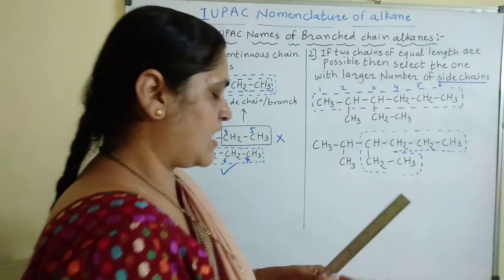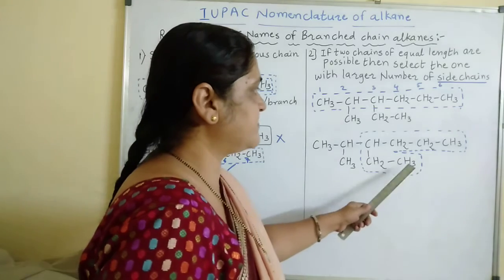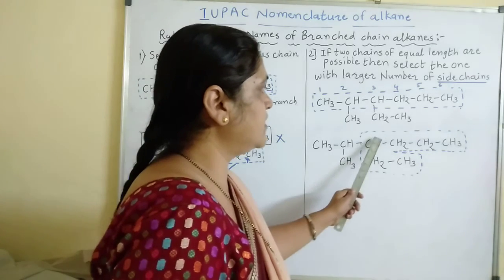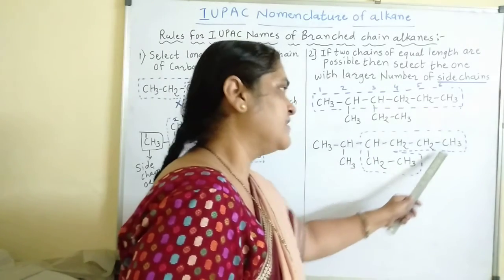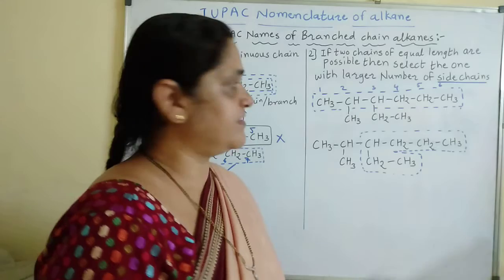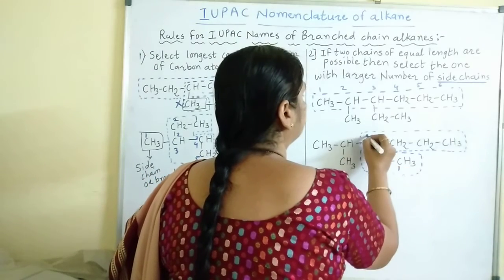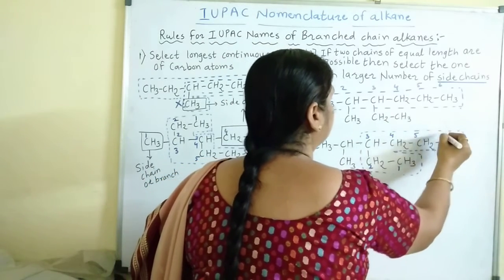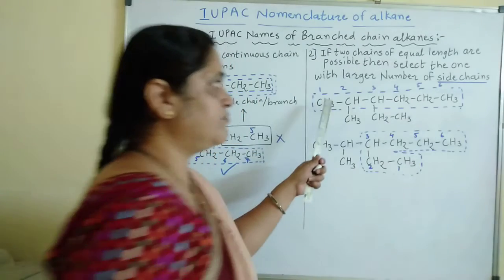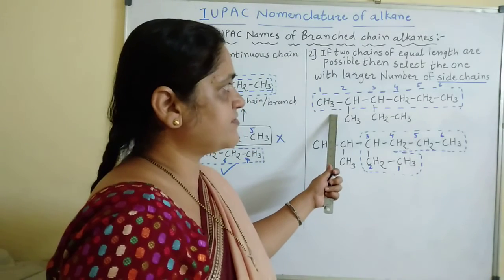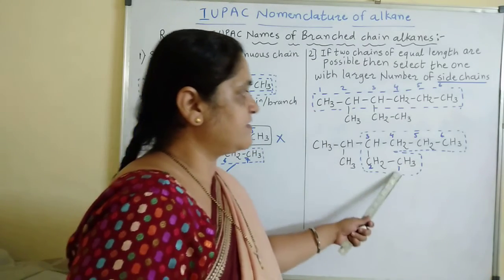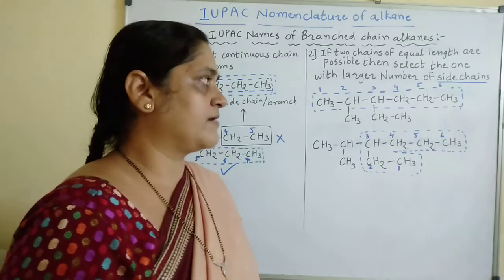Now let us check how many carbon atoms are there in this chain: 1, 2, 3, 4, 5 and 6. This way, if I select the carbon chain, I get the same number of carbon atoms, that is equal to 6. So in the first structure I have got a 6 carbon atom chain, and in the second structure also I have got 6 carbon atoms.